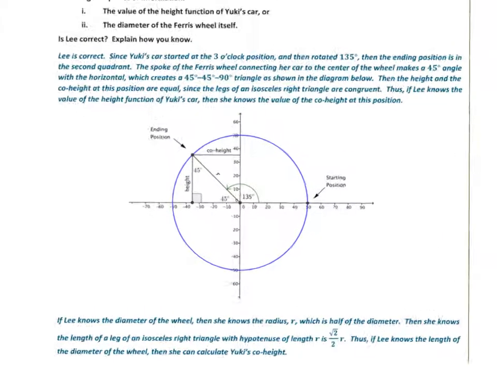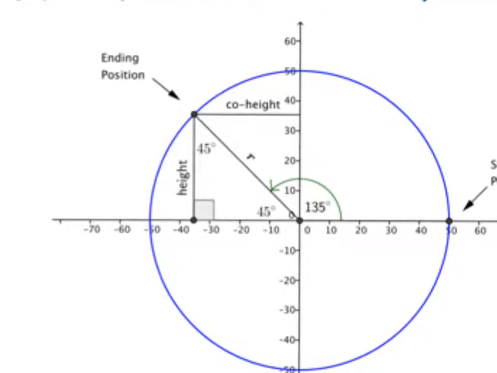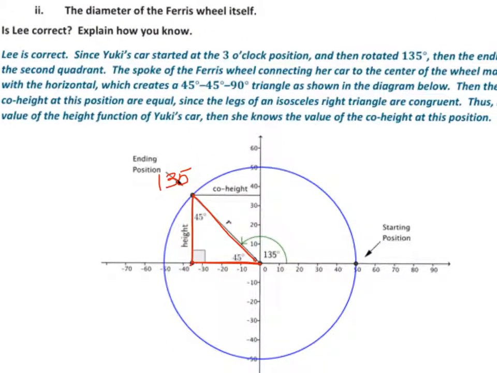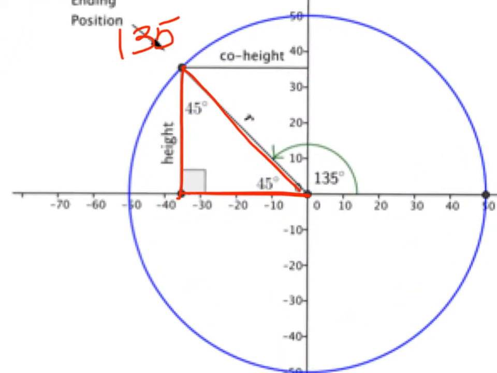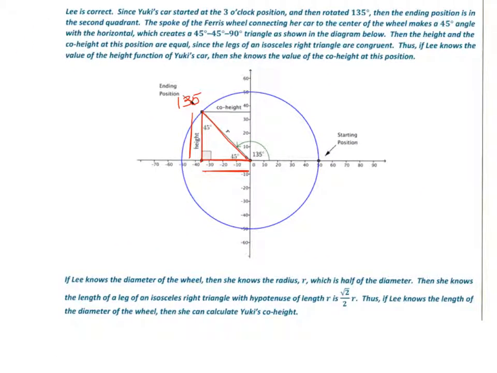Here is how you know, and it's similar to the last answer. If you're stuck at 135 degrees, you have created a 45, 45, 90 triangle. And of those two pieces of information, the diameter or the value of the height function of the car, if you have the height function here, then you're going to know the co-height function there. Because it's a 45, 45, 90 triangle, the height and the co-height would be equal. We just went over that in the last problem. So if Lee knows the diameter of the wheel, then she knows the radius, which is half the diameter. Then she knows the length of a leg, which is square root of 2 over 2. And that just goes back to geometry, which you had last year in most cases.